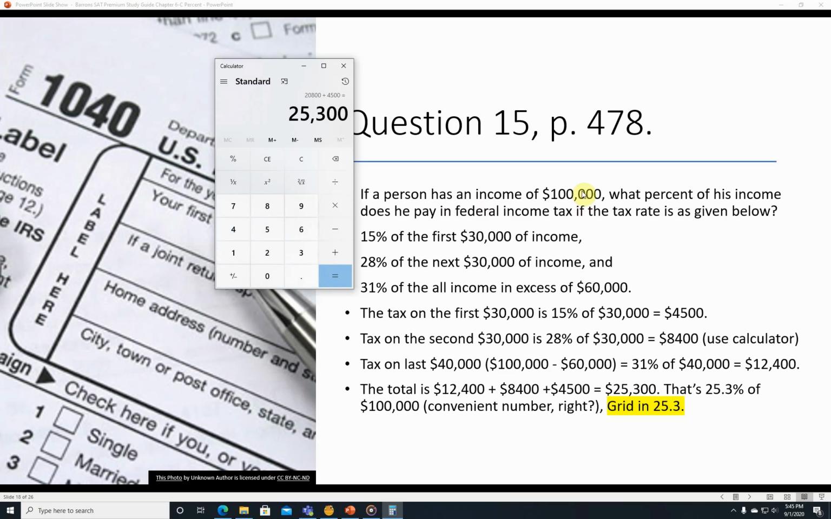Since the income is 100,000, they're asking what percent of his income does he pay in federal income tax. We just divide by 100,000, and we get 0.253. You can either figure out that that's 25.3% or multiply it by 100 to get the percentage if you like. Either way, you end up with 25.3. So just grid in 25.3. And notice that since it's $100,000, that was a really convenient number to use with a percentage. So sometimes you do get a break on the SAT.